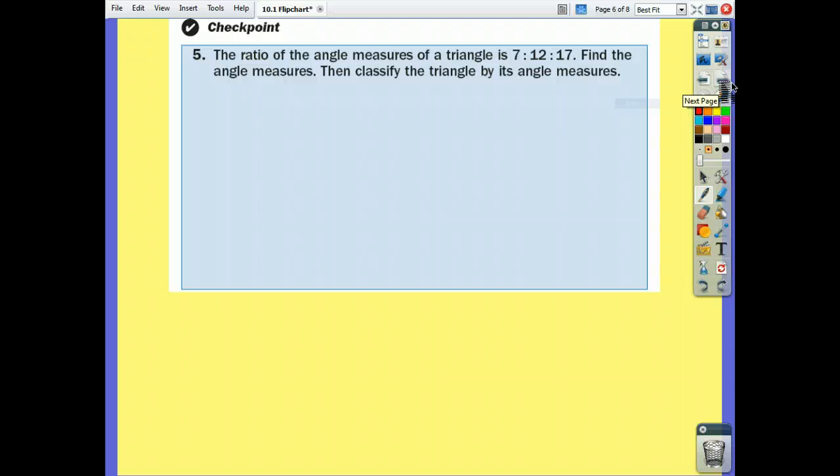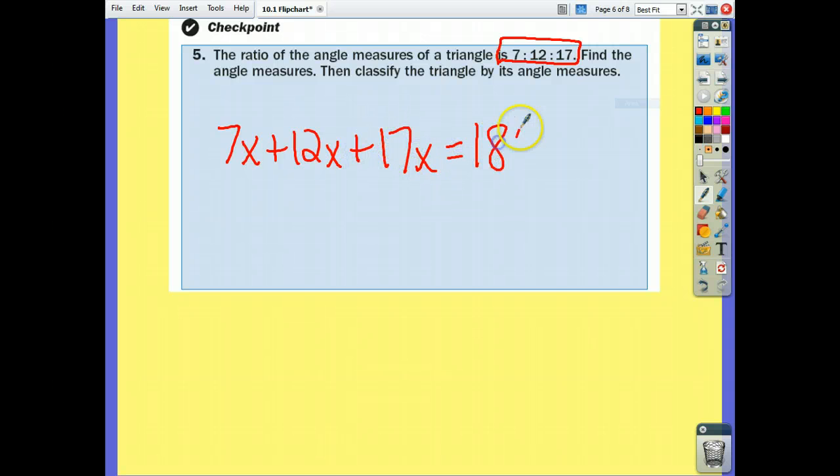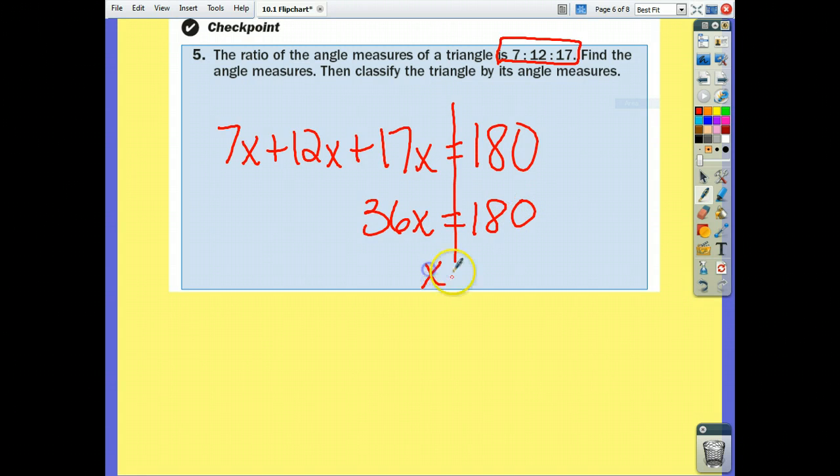So what do I do here? How would I set this up? This ratio is 7 to 12 to 17. 7x plus 12x plus 17x equals 180. Excellent. That is exactly right. How many x's do I have? 36. Divide by 36. What does x equal? 5. 5 what? Degrees, because we're working angles again.